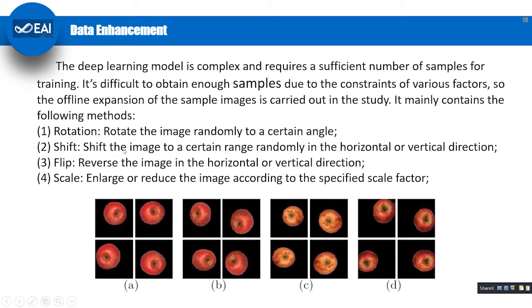One, rotation. Rotation is that rotate the image randomly to a certain angle. And two is shift. Shift the image to a certain range randomly in the horizontal or vertical direction. Three, we can reverse the image in the horizontal or vertical direction. And the last method is scale. It means enlarge or reduce the image according to the specified scale factor. And we can see the picture after enhancement in picture A, B, C, D.